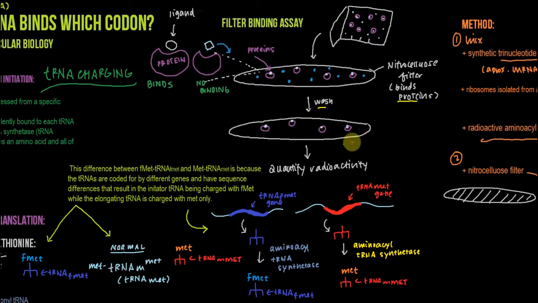So all that's left on this filter is the protein and anything bound to it. Typically, the thing that we expect to be bound to the protein, we will radiolabel. So then we'll quantify the radioactivity of the protein, which tells us how much of whatever the ligand is for that protein is actually bound. That's the general idea for a filter binding assay.